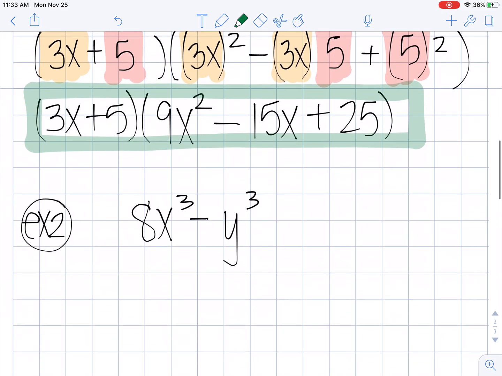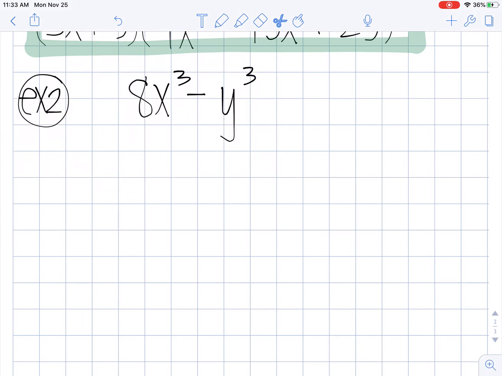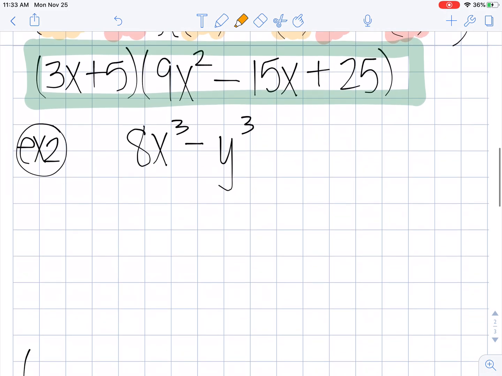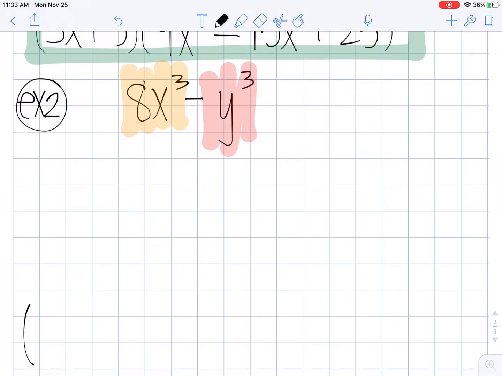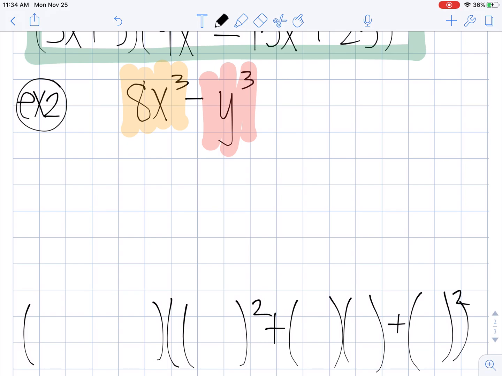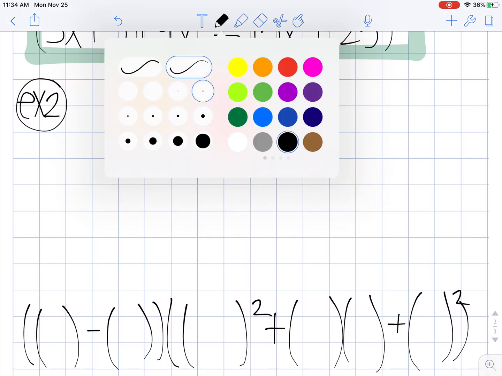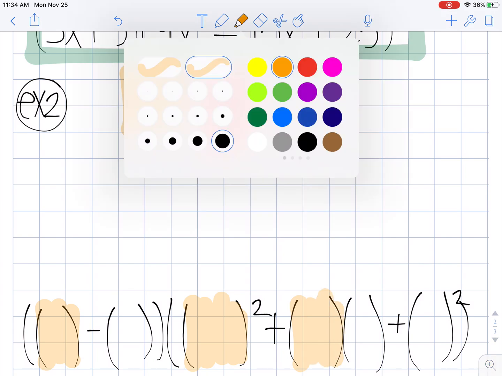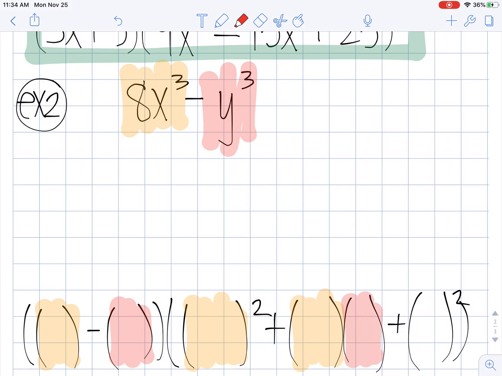Okay, let's do another one. This one, we're going to deal with difference of cubes. So let's go ahead and write out our skeleton to begin with. This one was my orange guy, and this one was my red guy. So we got this, this, and this, and this was a group. Now I'm going to fill in my colors. So my colors go orange, orange, orange, and here's my red, red, red.